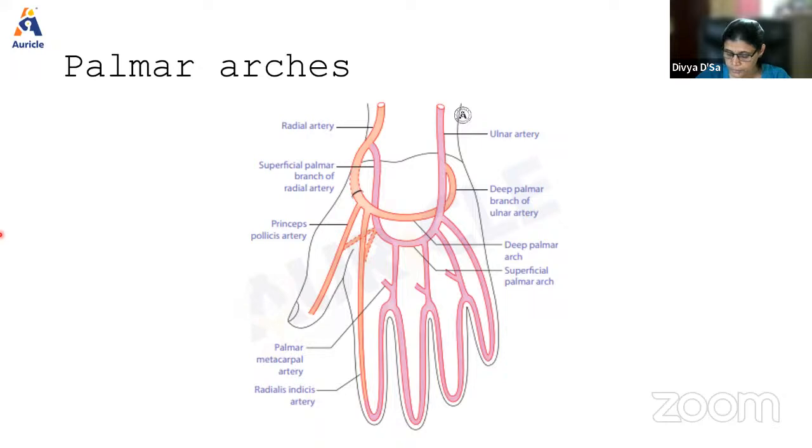Why we compress the brachial artery is that even if we ligate the ulnar or the radial artery, it is not able to control the bleeding because of the connections of these arches with the palmar and dorsal carpal arches, which are formed near the wrist joint. Because of that, we are not able to control it. So the best thing is to compress the main feeding artery, that is the brachial artery.